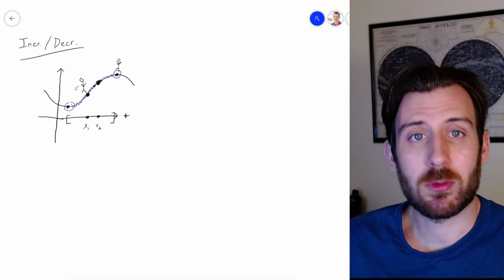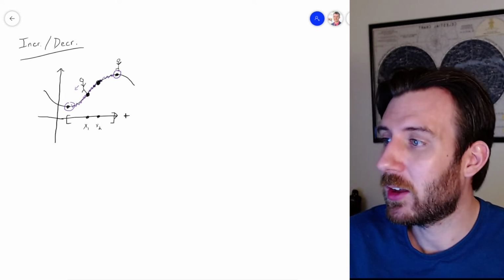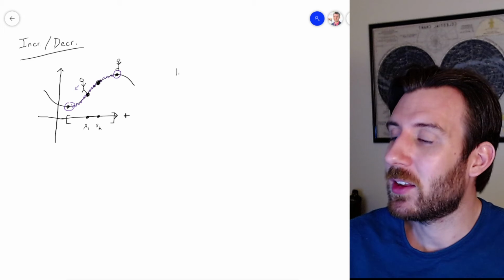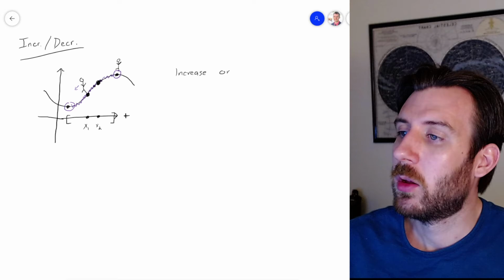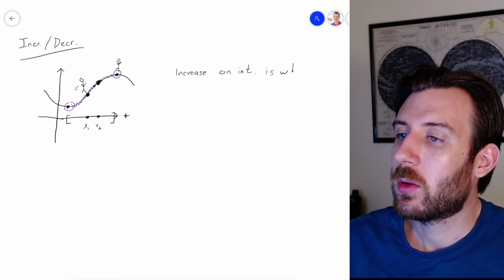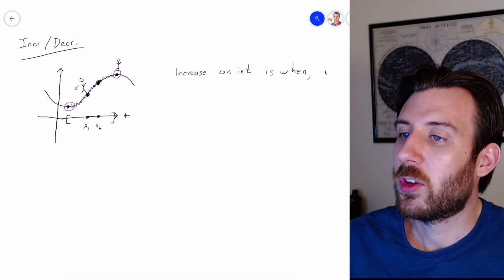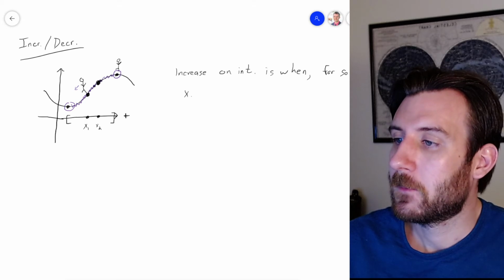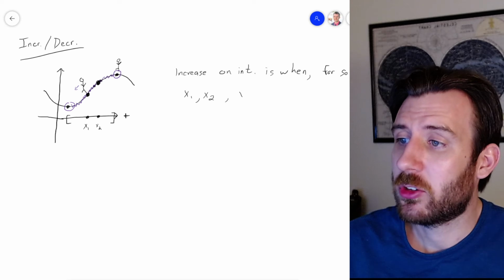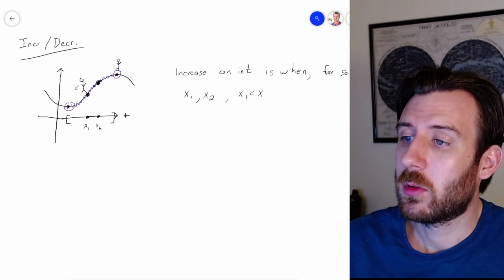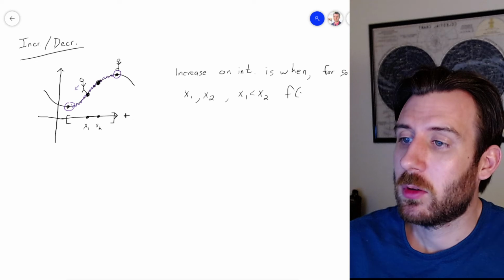And the same thing is going to happen for reverse, but let's write down the more technical details real quick before we lose it. So we're going to say that increasing on an interval is when, for some x1 and x2, with x1 less than x2, f of x1 is less than f of x2.